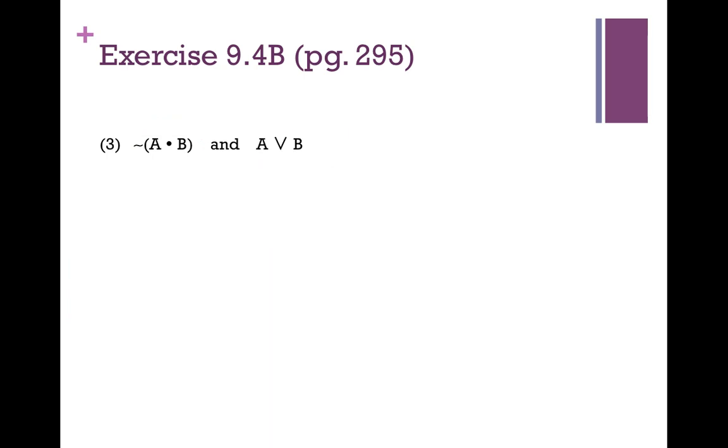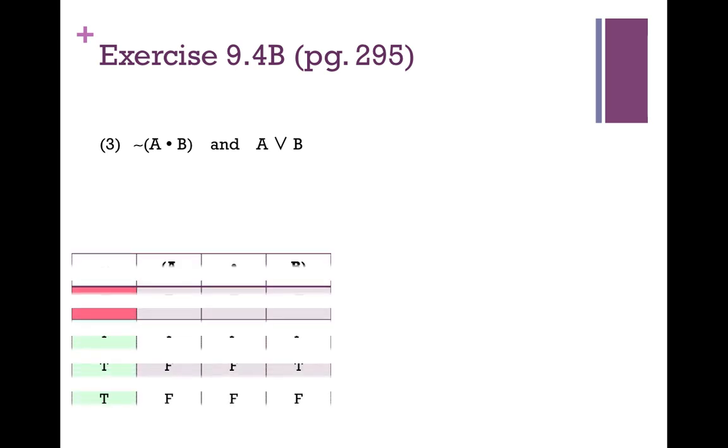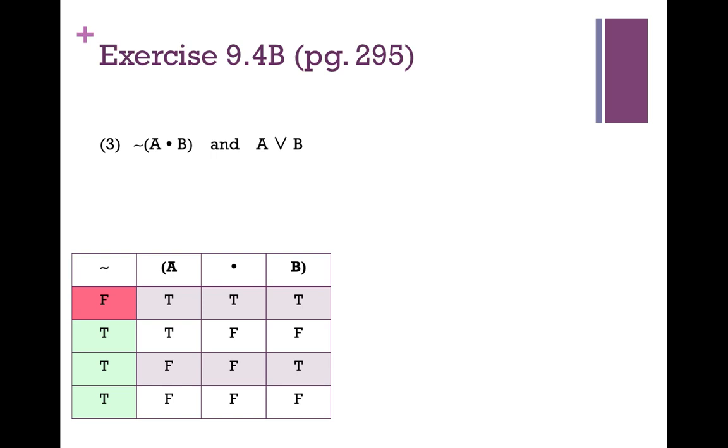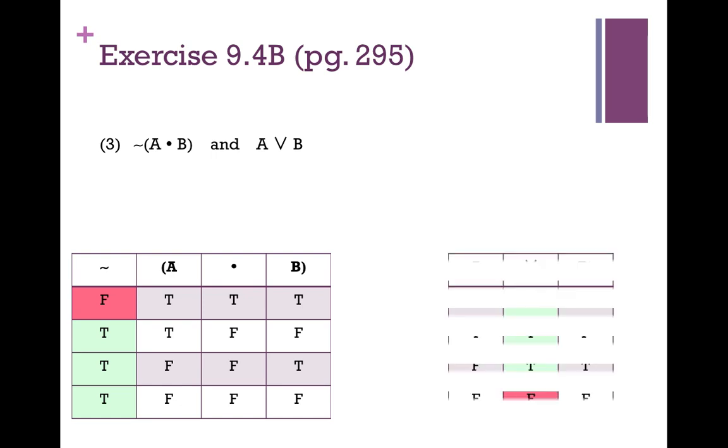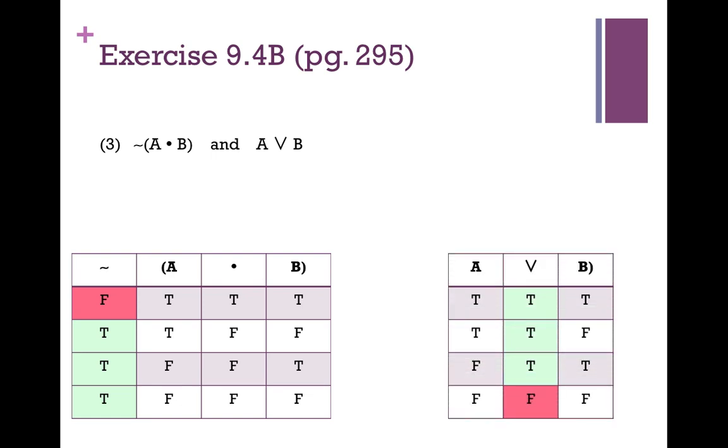All right. Number 3, not A and B, and A or B. So just go ahead and fill out these charts. This one is the exact same as the previous chart that you saw on the other page. And then we have A or B, which looks like this. We look at this and notice some similarities and some differences as well. In the first row, this one is false and this one's true. But notice right here in rows 2 and 3, these propositions are both true.